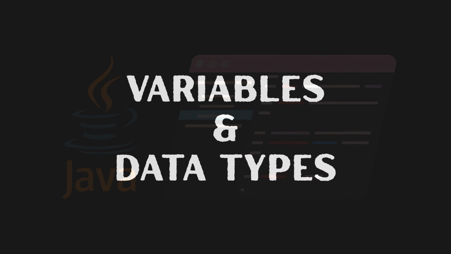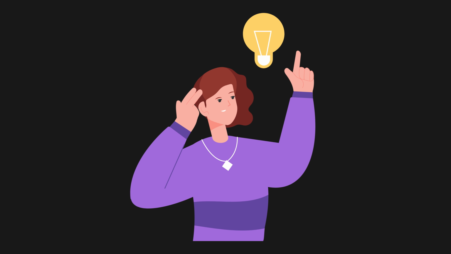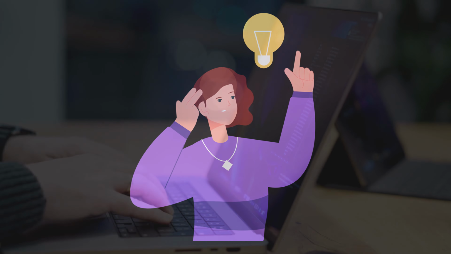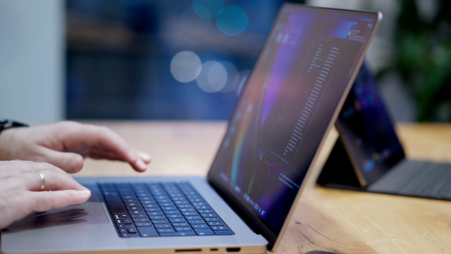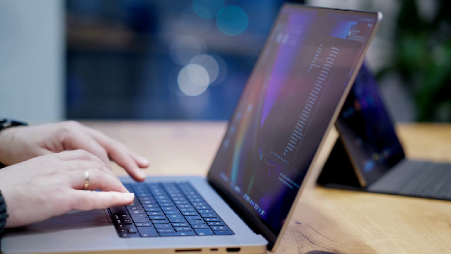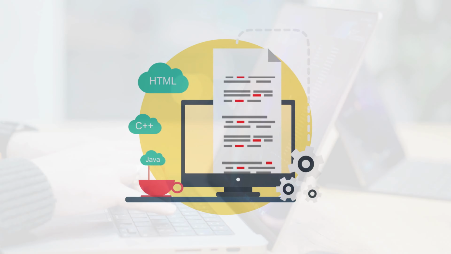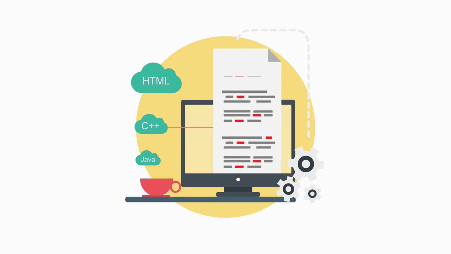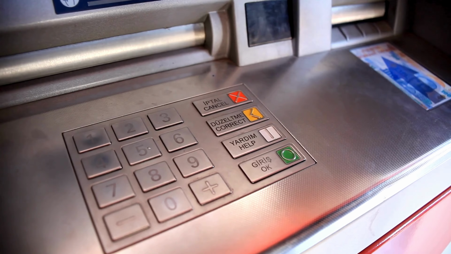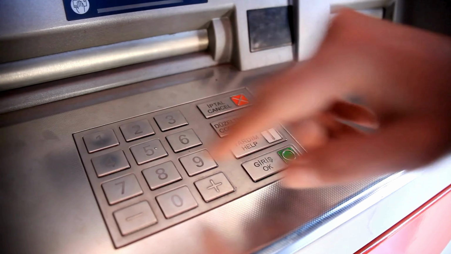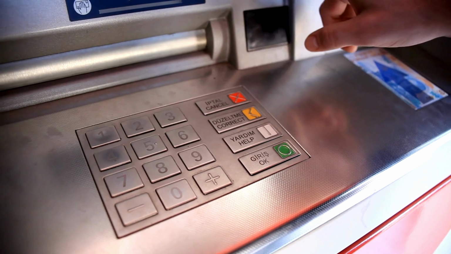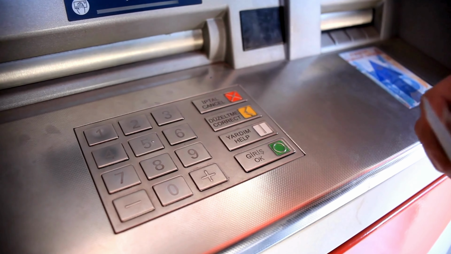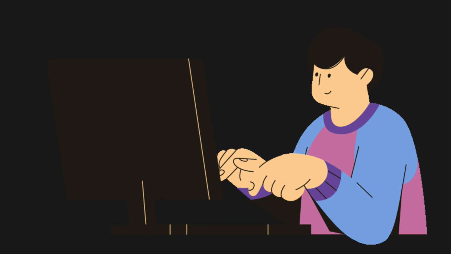Yesterday we learned about variables and data types, basically teaching the computer how to remember stuff. But here's the problem. Right now our programs only work with the values we type into the code. That means if you write a program that asks for someone's age, you can only test it with one age at a time, the one you hard-coded. That's like making an ATM machine that works only with your PIN, not anyone else's. That's not very useful, right?